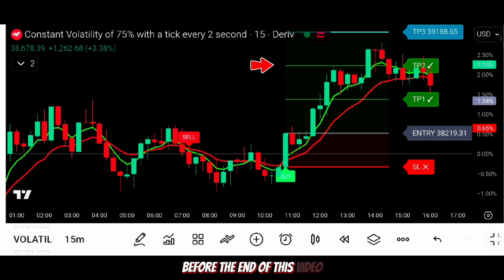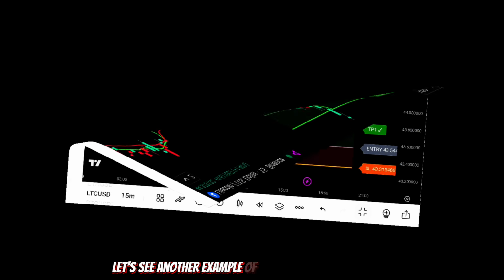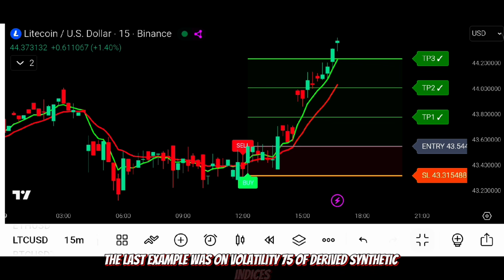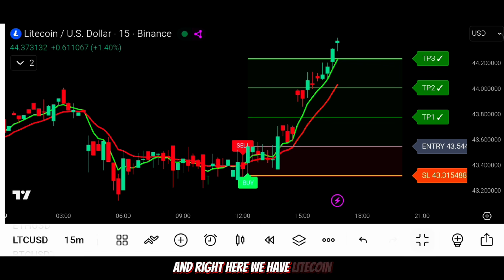Before the end of this video, I will tell you the trading asset on which this indicator works very well. But before we get to that, let's see another example of this strategy on the chart, but this time on a crypto asset on TradingView. The last example was on Volatility 75 of derivative synthetic indices, and right here we have Litecoin.